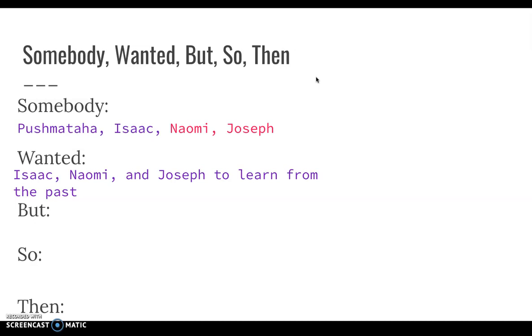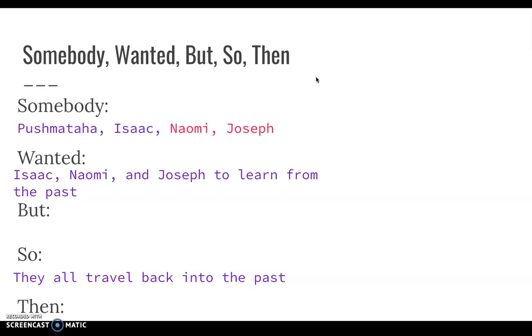So, Pushmataha wants them to learn from the past. So what do they do? They go ahead and travel back to the past. Now, we don't get into the details of where and what they are going to go see just yet, but we know that what they do is travel into the past because he talks to them and briefs them about what they can and can't do in the past.